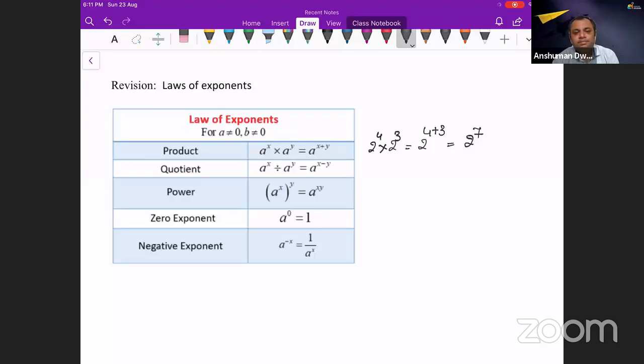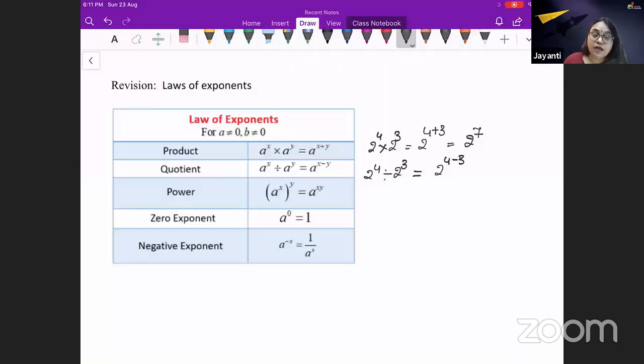Now let's understand the quotient law. Same example, 2 to the power of 4 divided by 2 to the power of 3. So when there is division sign in between two powers, what do we do? We subtract. So 2 to the power of 4 minus 3. Right? This is known as the quotient law.